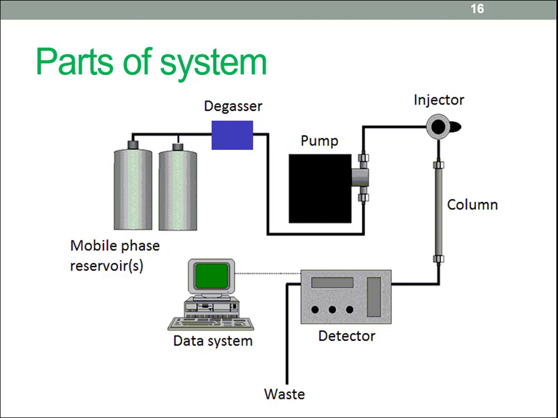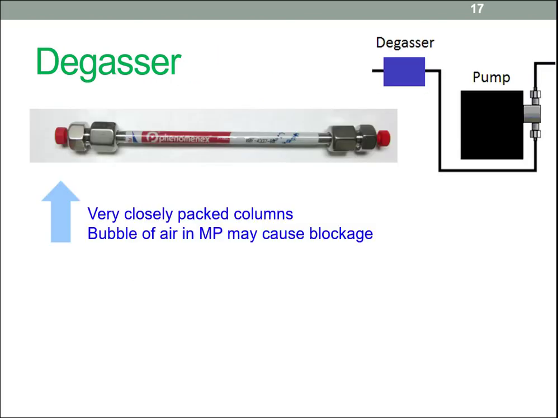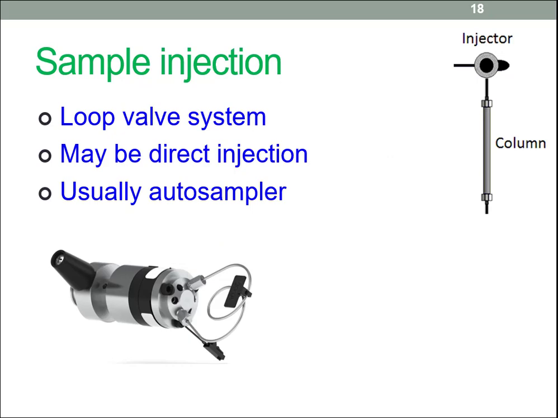It then goes to a very accurate pump, but before it reaches that, it has to be degassed. HPLC columns are very tightly packed and can be blocked by small bubbles of air. A vacuum degasser removes any atmospheric gases from the mobile phase. It'll be the noise you hear when you're using the HPLC. Historically, we would inject using a loop system with a hypodermic syringe. These days we use an autosampler, as I mentioned. You'll see how that works in the lab.